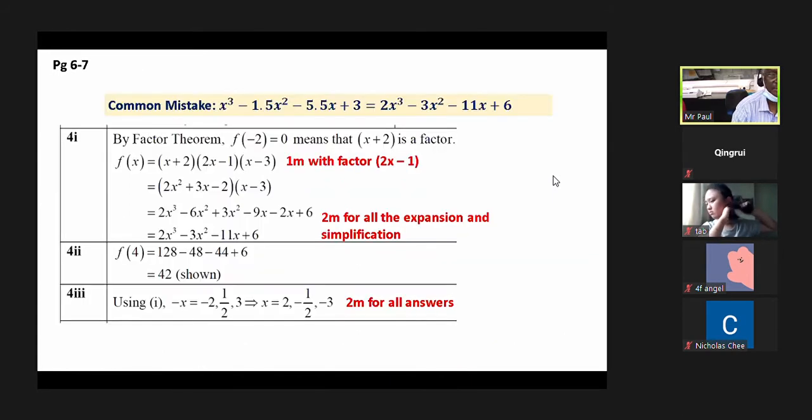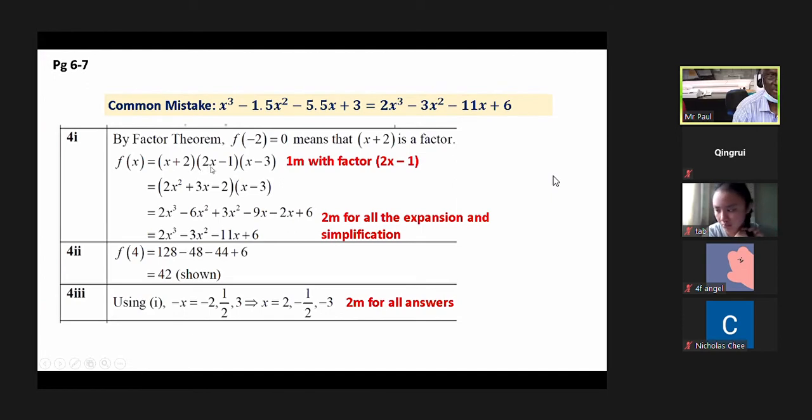Next one, number 4. Unfortunately, this question was very badly done. There are a lot of common mistakes. You see, when you say f(-2) = 0, by the factor theorem, it means that x plus 2 is a factor. Some of you are not aware of this, but most of you knew that x plus 2 is a factor. Now, the only problem is this, when you have x equals to half is a root.